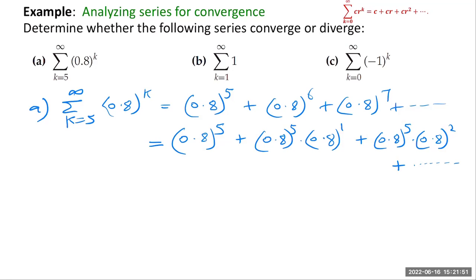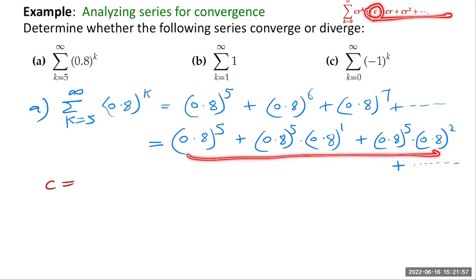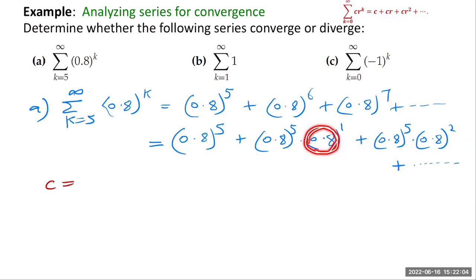Now I can easily identify R and C. C is the first term. All I do is compare this one against this one. C is the first term, this is C. And then R, what is your R? Your R is 0.8. As you can see, you have here R to the power 1, and then R to the power 2, and then R to the power 3. In the next term, you will have 0.8 to the power 3. So your C is 0.8 to the power 5.